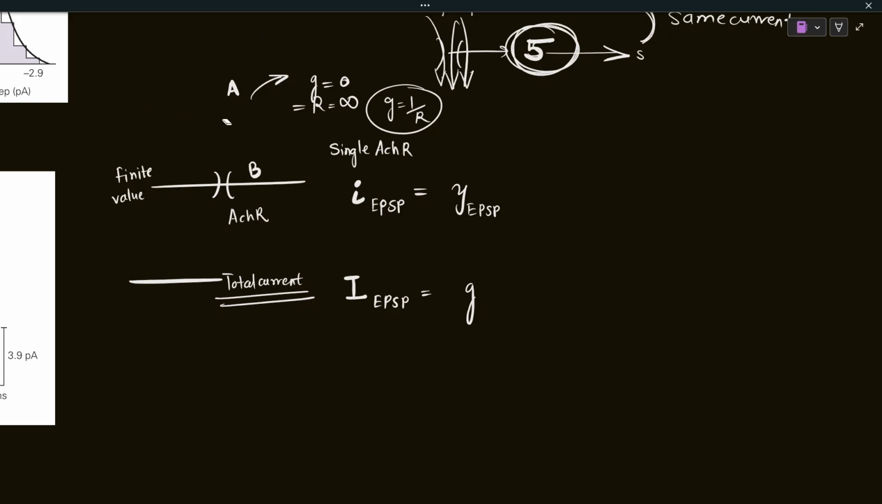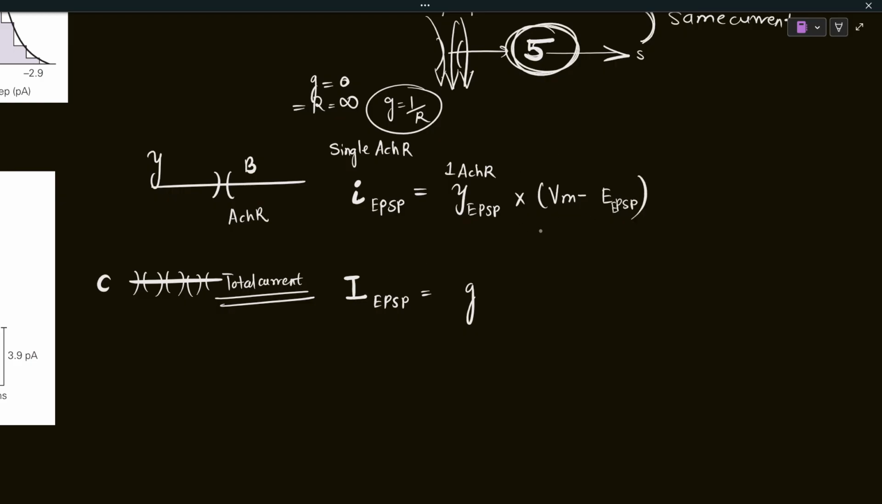Here we were discussing only a membrane with a single acetylcholine receptor, so membrane B is the one with a single acetylcholine receptor. But in this scenario, we are discussing a membrane with multiple acetylcholine receptors. This is membrane C. So the conductance due to a single acetylcholine receptor is gamma, multiplied by whatever electromotive force is being generated, that is, the membrane potential minus the equilibrium potential of the postsynaptic membrane.